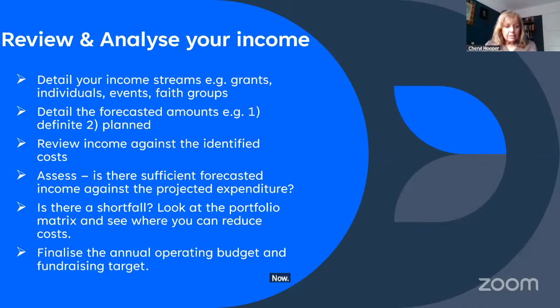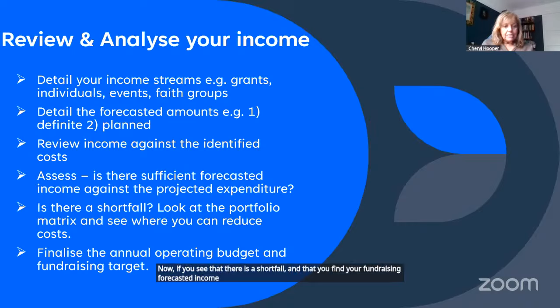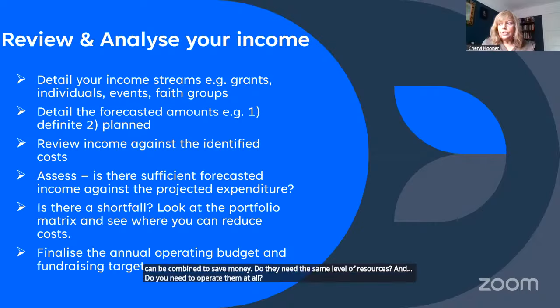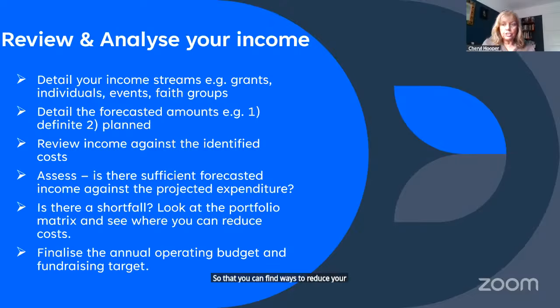Now, if you see that there is a shortfall and that your forecasted fundraising income is unlikely to cover your expenditure, this is the time to go back and look at that portfolio matrix and decide if some activities can be combined to save money. Do they need the same level of resources? And do you need to operate them at all? That way you can find ways to reduce your expenditure budget. And after this, you should be in a position to finalise your operating budget and your fundraising target.